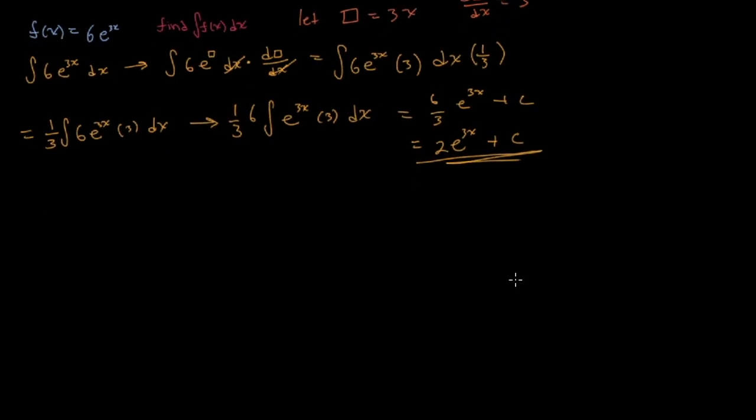So let's say that we have a function g at x, g at x is equal to x times e to the 2x squared plus 4. And we're asked to find the definite integral, okay? So we're asked to find, from 0 to 1, g at x dx.